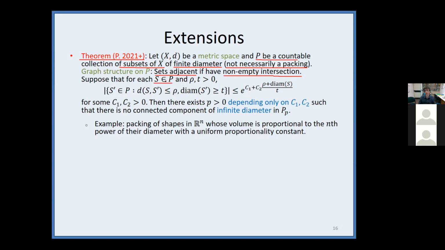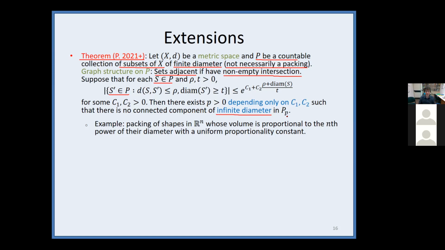For any shape in my collection, the number of other shapes whose distance is at most rho and whose diameter is at least t is bounded by this. Basically, the ratio of rho and t, or the diameter of S and t, is bounded by something. Then there exists a probability depending only on these two constants, C1 and C2, and not on the particular collection or particular metric space, such that there is no connected component of infinite diameter after site percolation with parameter p.